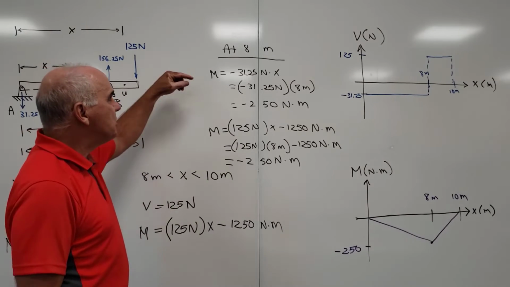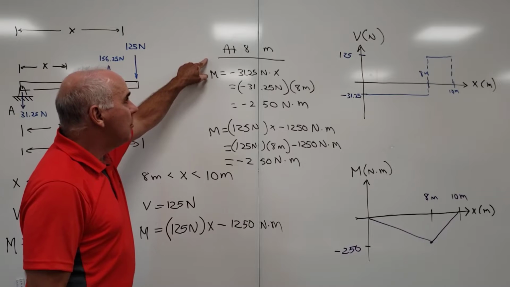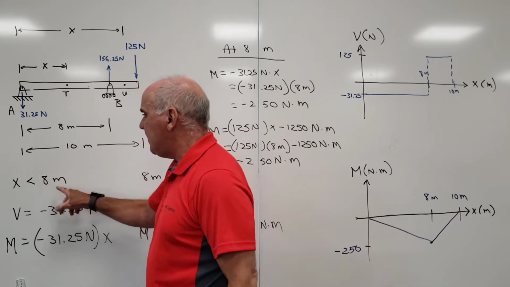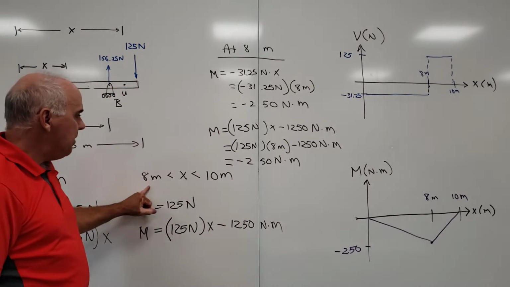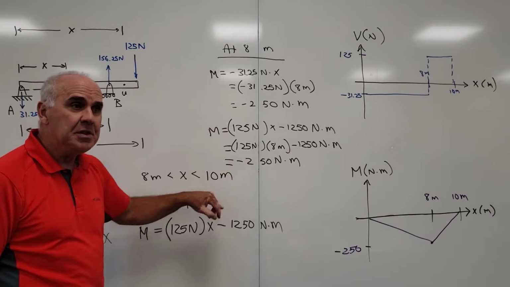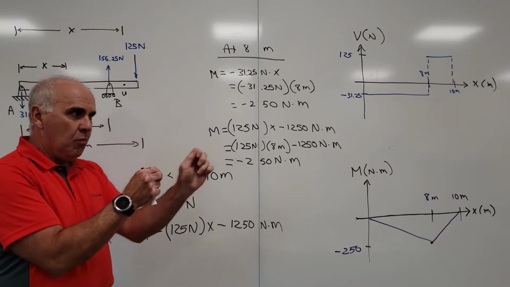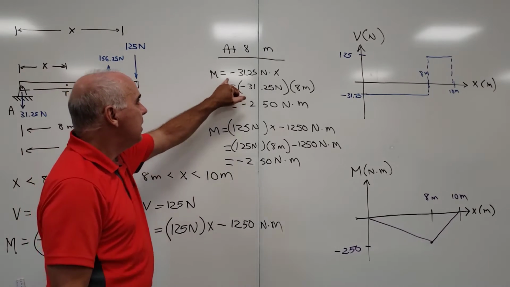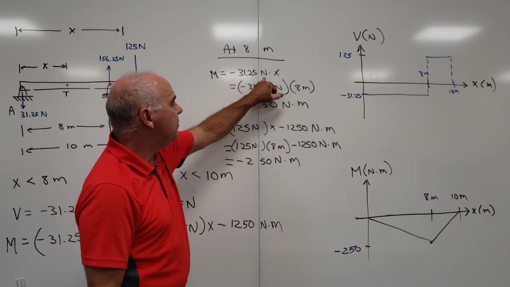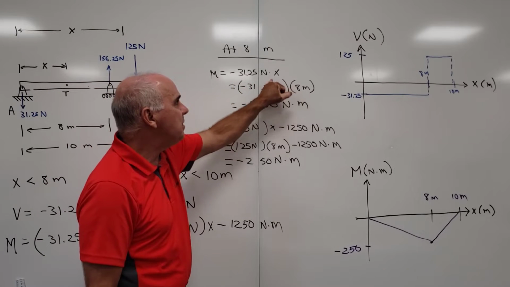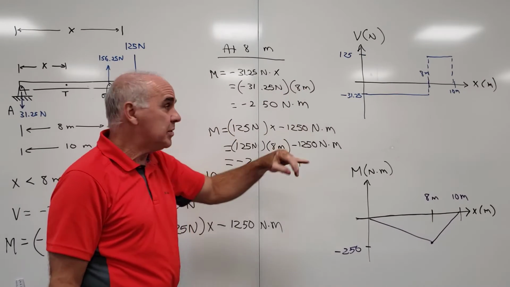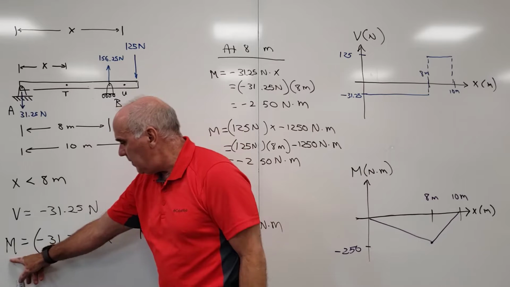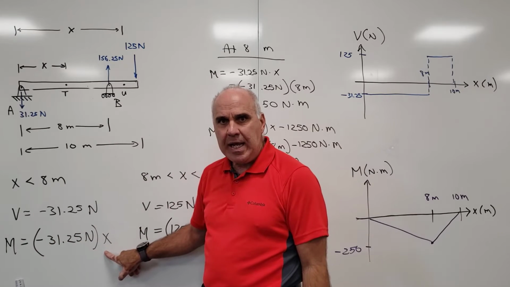One thing that I'm interested in though is what is the moment at 8 meters? Because this is x less than 8 meters, and this is 8 meters less than x less than 10 meters. And I want to know what's going on at that location. What I discover is if I take minus 3125 newtons and multiply that by the 8 meters, in other words, at x equal to 8 meters, I get negative 250 newton meters. So I'm using this equation and substituting in 8 meters.